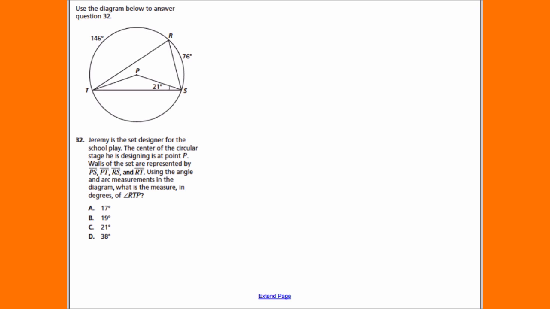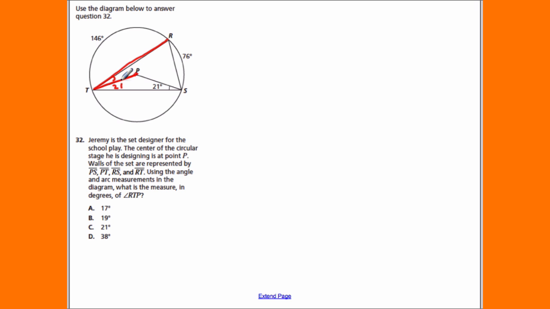Let's walk through this. Angle RTP, what they want is angle RTP. They want to know what is this angle right here. How big is that angle? Let's go through. First thing it's easiest to do is label everything you know. And in this scenario, we know that this angle is going to be 21 degrees as well.